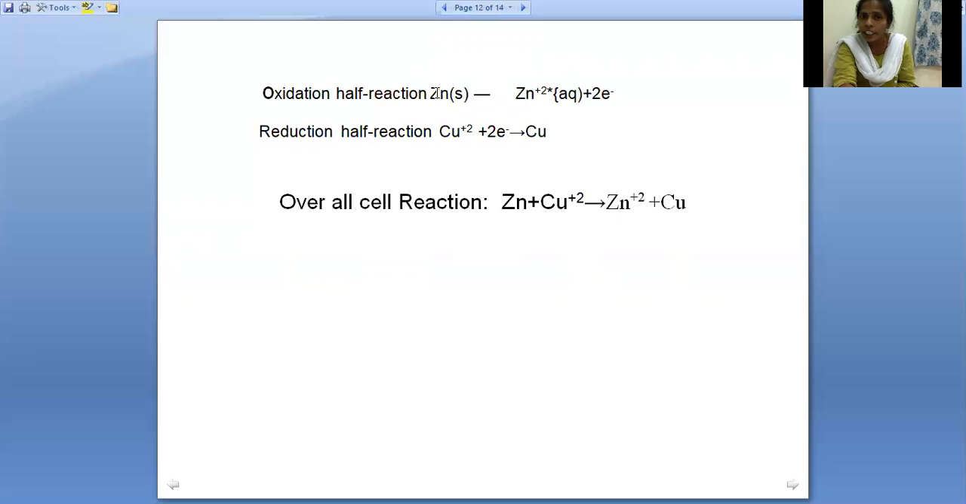Now by adding these two reactions, we can write the overall cell reaction. So the overall cell reaction is nothing but the addition of these two reactions. We need to add the reactants and the products. If you add the reactants, the 2 electrons get cancelled. Zn plus Cu²⁺ giving rise to Zn²⁺ plus Cu.